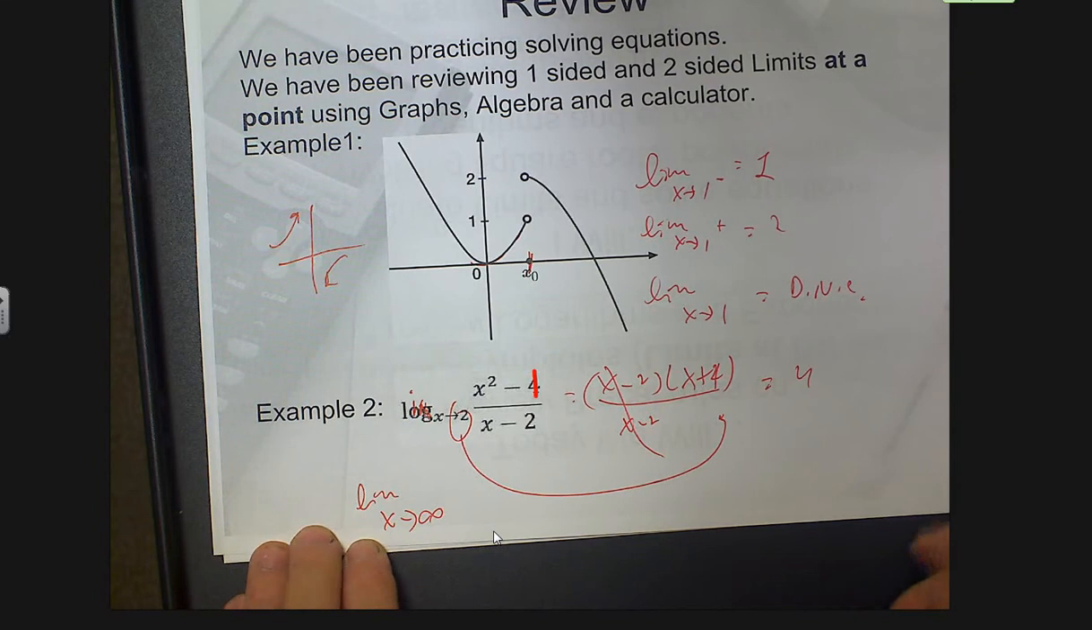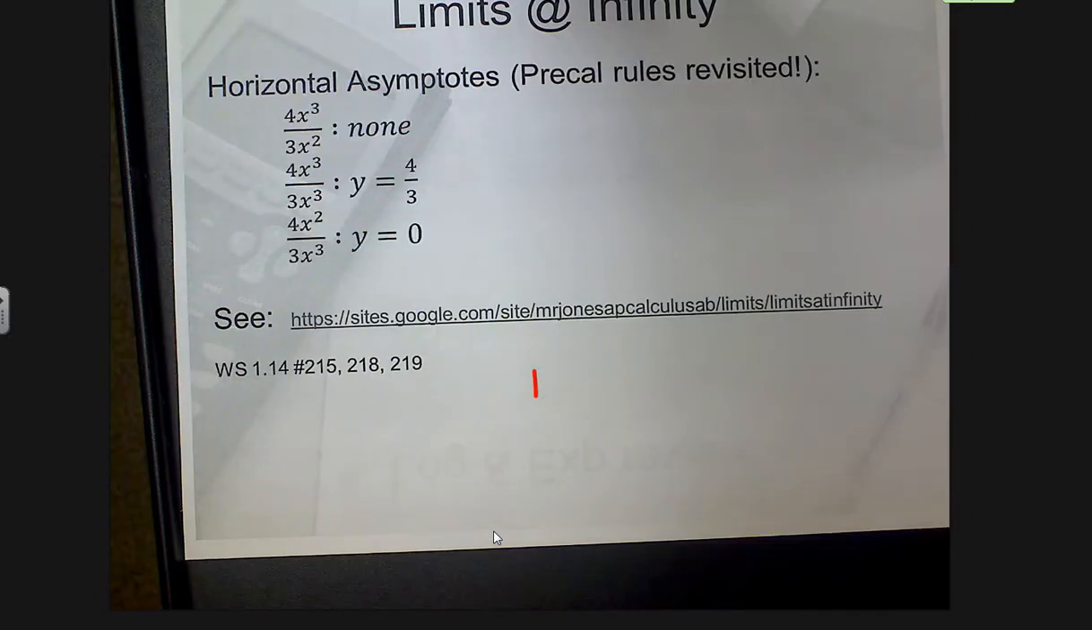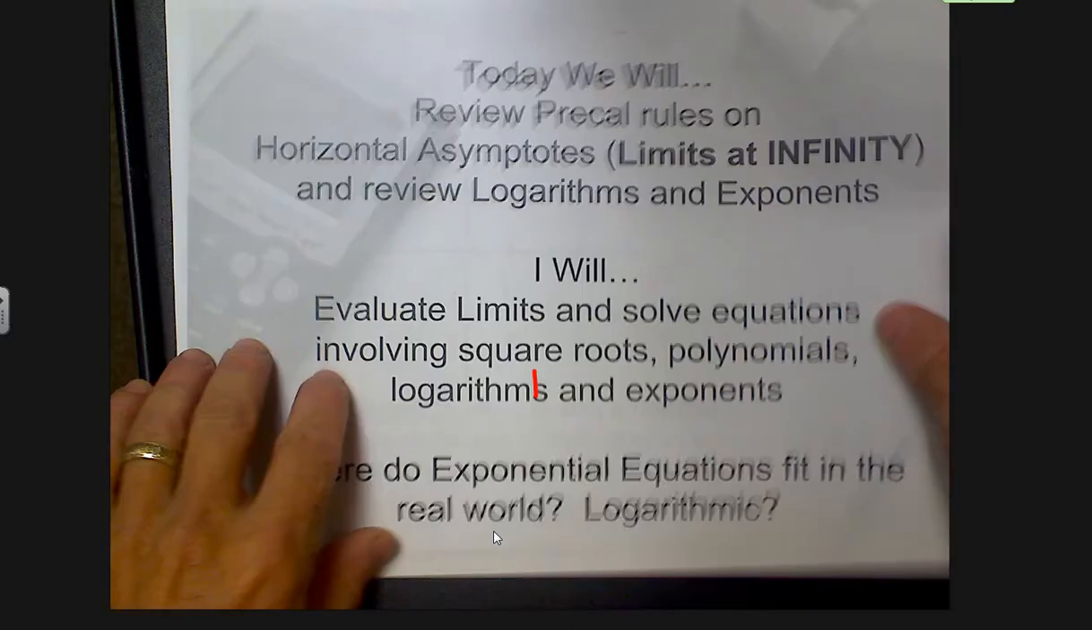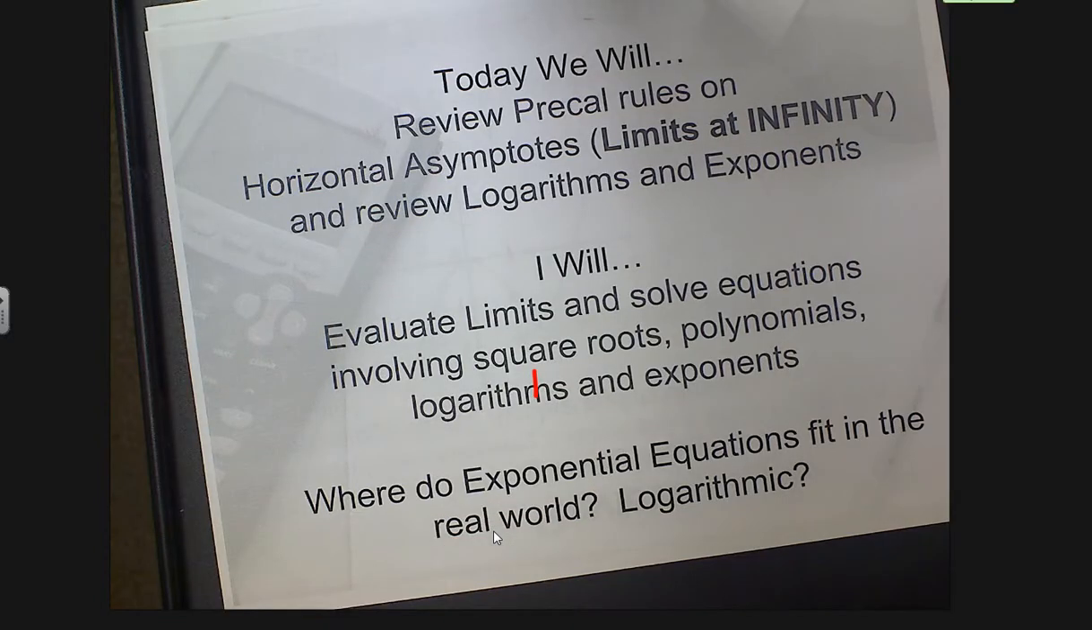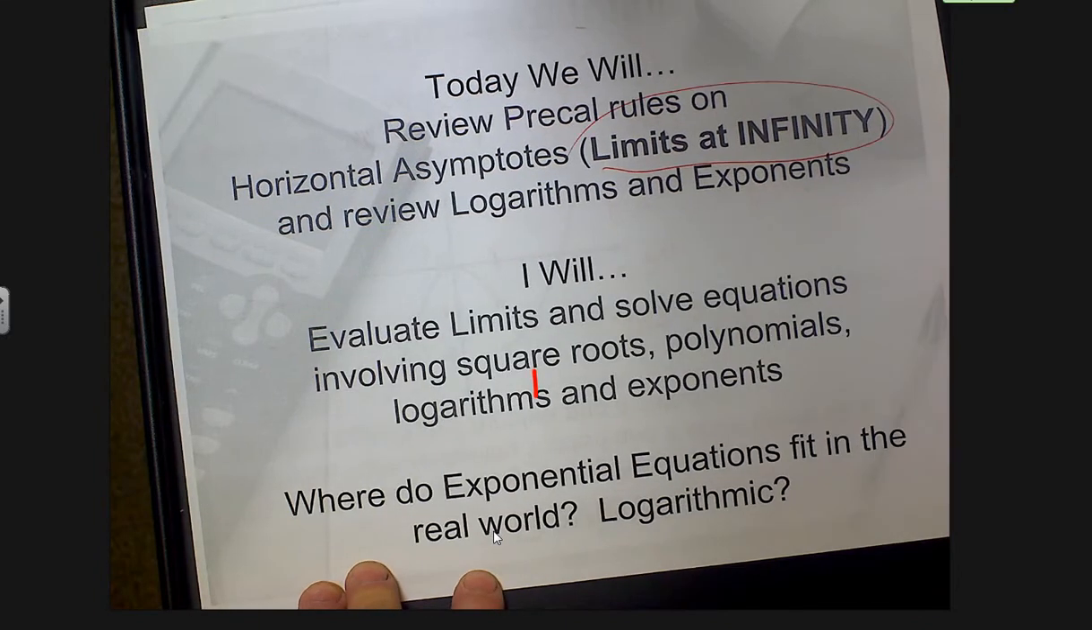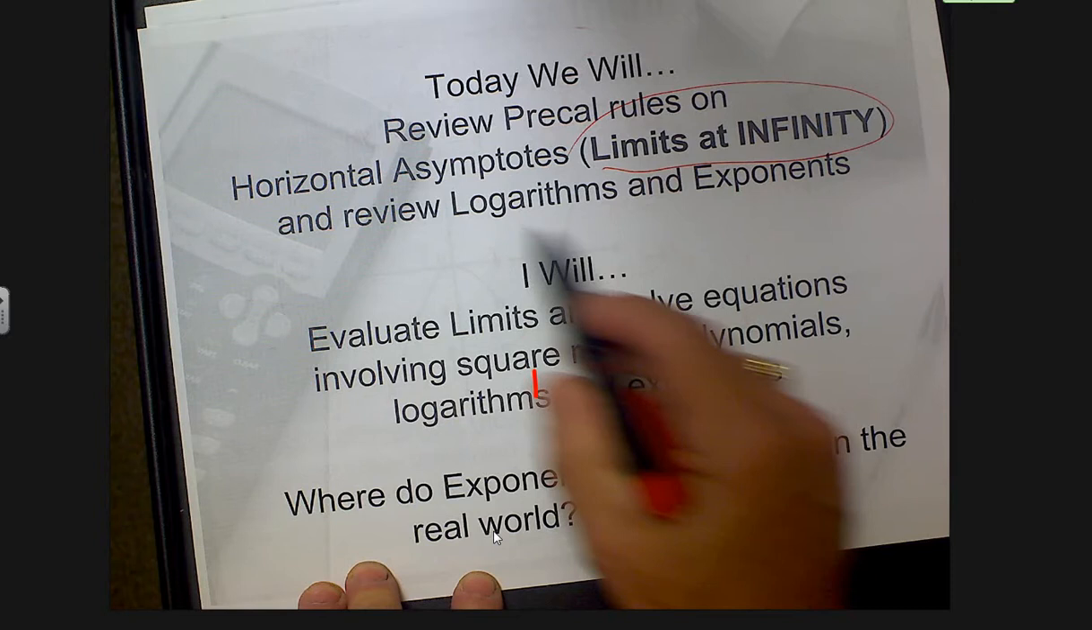Instead of x equal to a point, instead of x equal to 2, what's the limit at x equal to infinity, at the ends? What's the graph do at the ends? The left end or the right end? What's the highest y value? So what are the y values approaching? What are the y values coming to as x goes to infinity? So today we're going to look at limits as x goes to infinity, and we're also going to review logarithms and exponents.